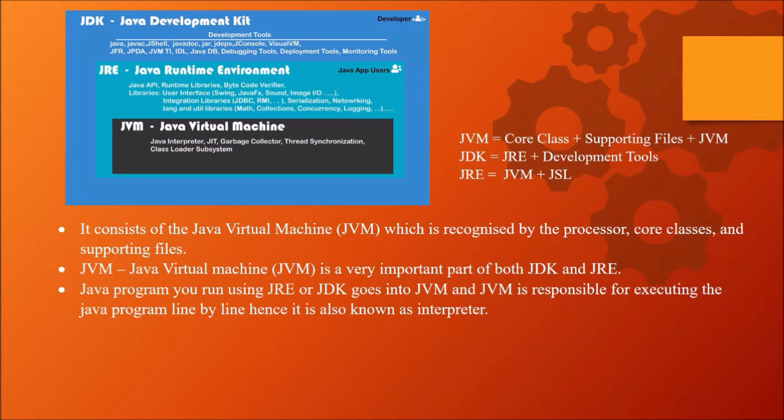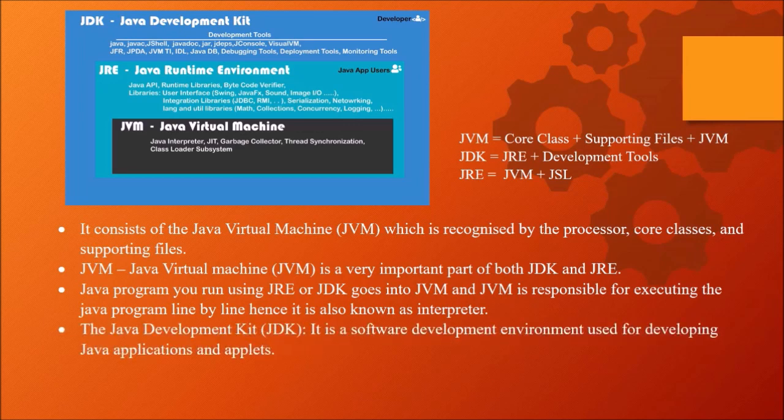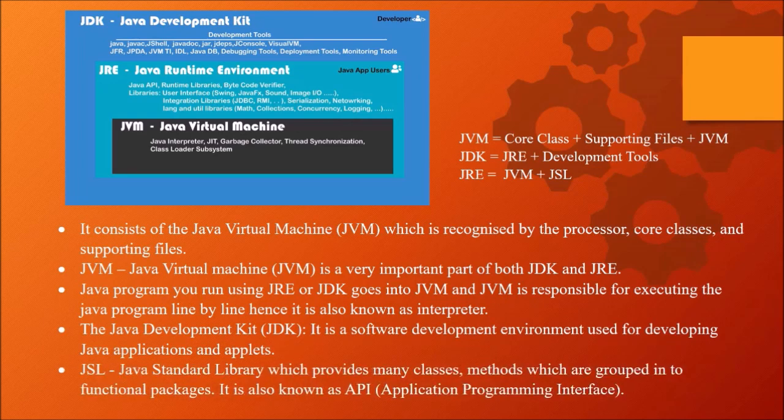Next one, JDK, or Java Development Kit. It's the combination of the Java environment plus the development tools needed for creating Java programs or applets. Next one, JSL. JSL is the Java Standard Library, which provides many classes and methods, which are grouped into functional packages. It is also known as application program interface, or API.